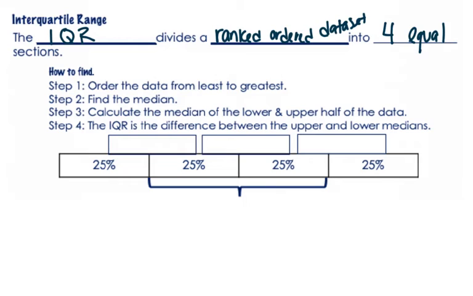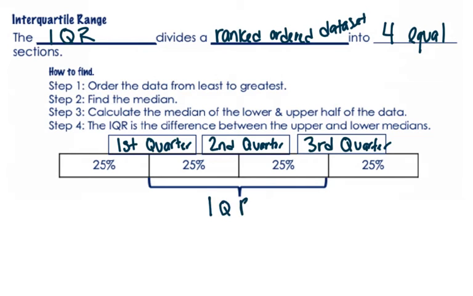Alright, so we would call this data point right here the first quarter. The one right here is called the second quarter. This one's called the third quarter. And then this value right here is your IQR. If that doesn't make sense, it's okay. We're going to do an example, and it should make sense. And you're going to use these in some next lessons when we do some different graphs and stuff.